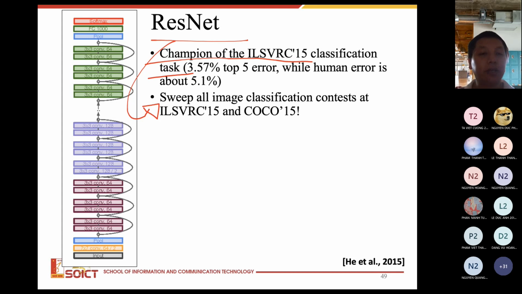So here's the architecture of ResNet. You have the input, then the convolution, then the pooling, and then you have that residual block that is repeated. In that block you have the convolution layers, right? And then you have a shortcut from the input to the output, right? And also you have that shortcut.